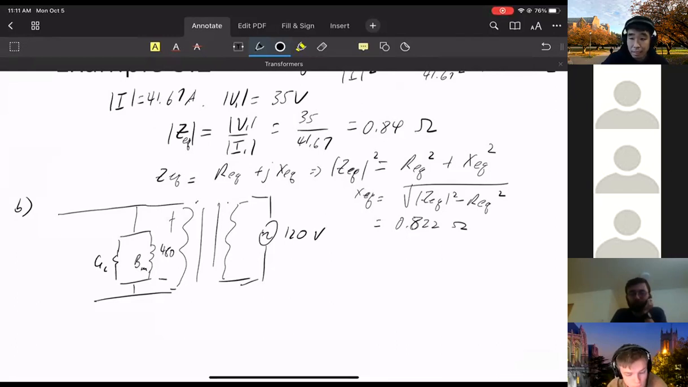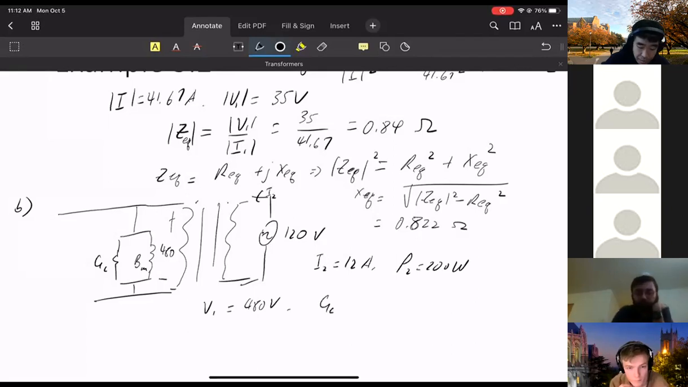I'm given that my current flowing into I2, so I know I2 is 12 amps. I know P2 is 200 watts. But for this part again, V1 is 480 volts.